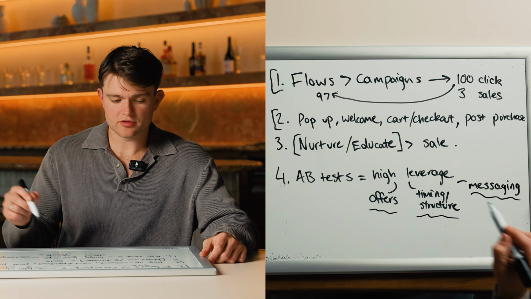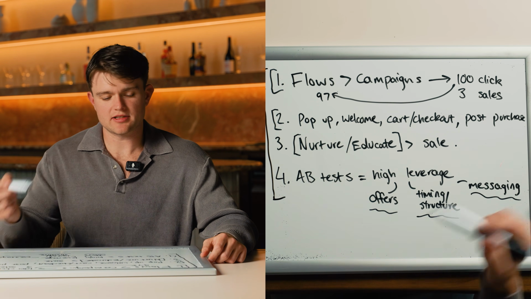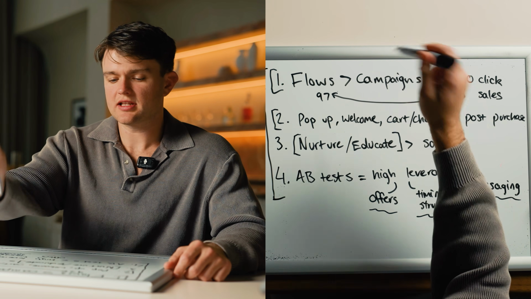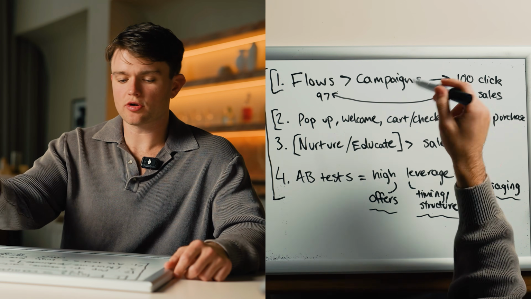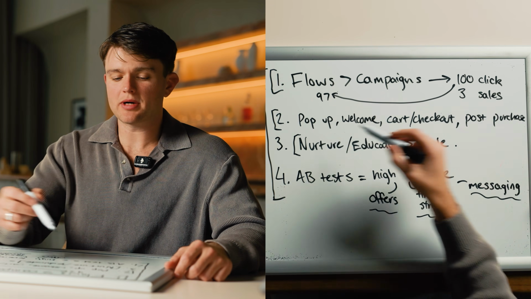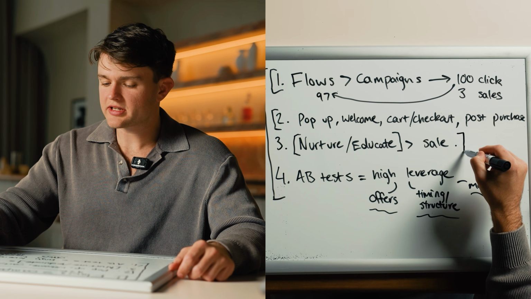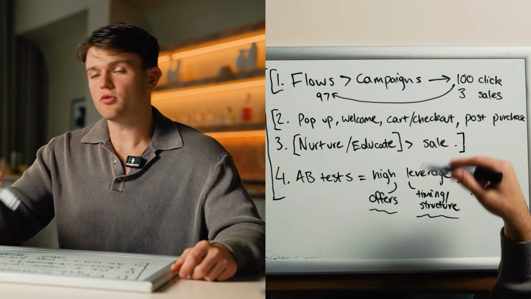So when it comes to building our flows, I'm always focused on these four things, these four principles that are going to guide us as we build them. So flows over campaigns, they're super important. We need to get them in place. That's a no-brainer. Secondly, your pop-up form, your welcome, your cart checkout, and post-purchase. These are the big five, in my opinion, and what you want to get done in the account straight away. Thirdly, when we're building the content in the flows, we want to be nurturing and educating before relying on discounts.